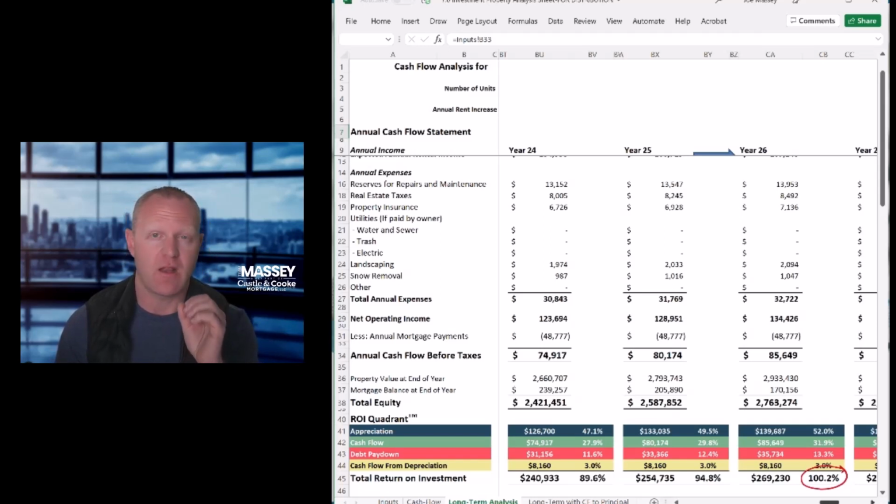All right, so that's a number that a lot of people like to say is how quickly can I get to the point where this property is paying me back annually for my full investment. Now, this one takes a little while. It takes 26 years to get there.